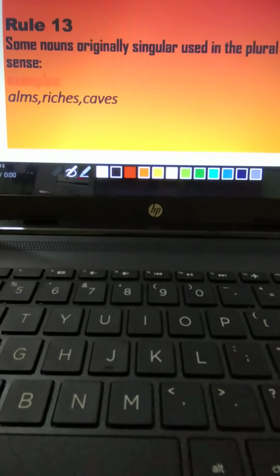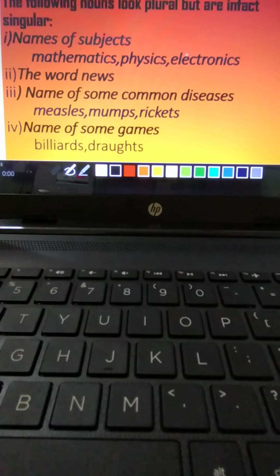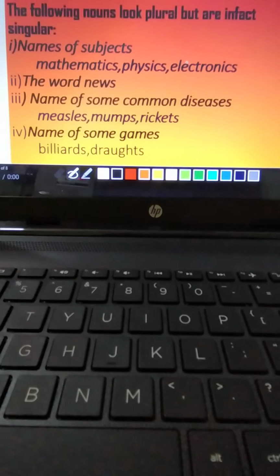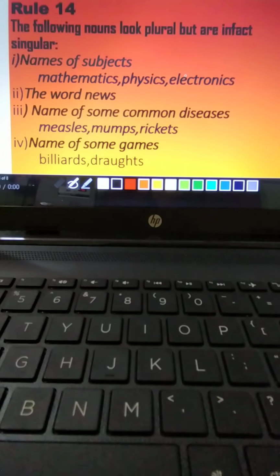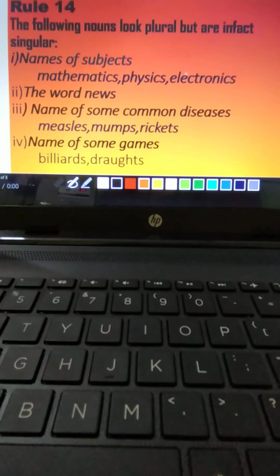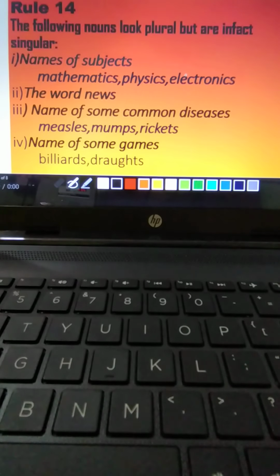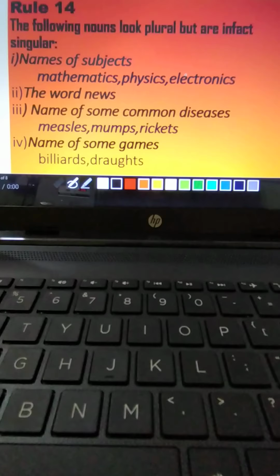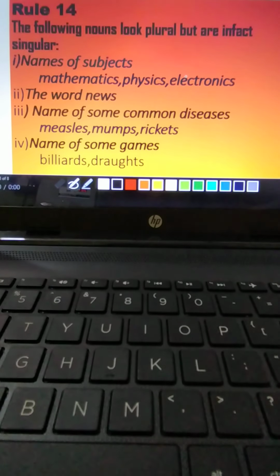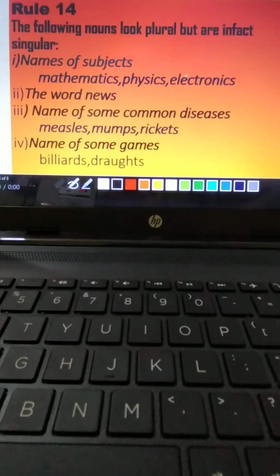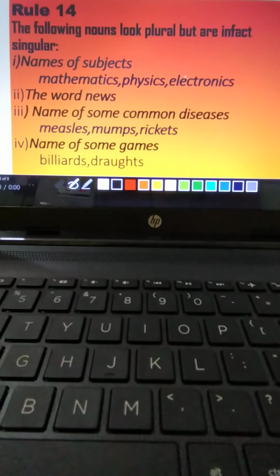Now next, rule number 14. Now as per rule number 14, the following nouns look plural but are in fact singular. Now students, you must be wondering, just now I said that these are the few nouns which are always used in the plural sense, and now over here these look like plural but are in fact singular. So what are these? This rule number 14 is divided into 4 categories. Now I'll discuss one by one.